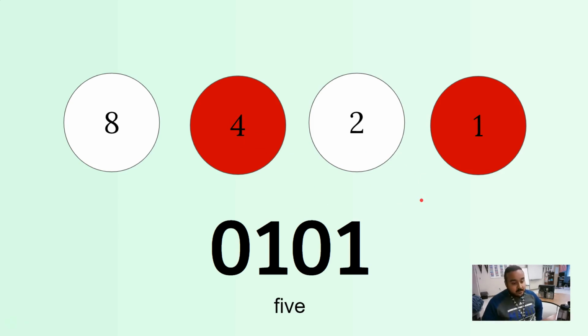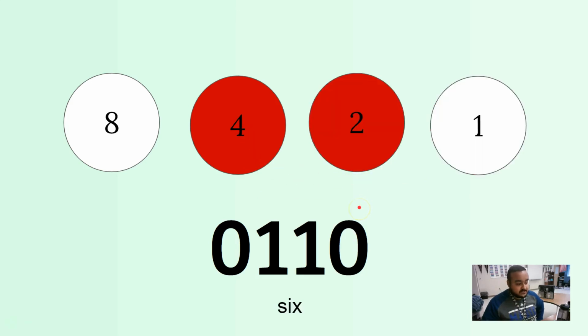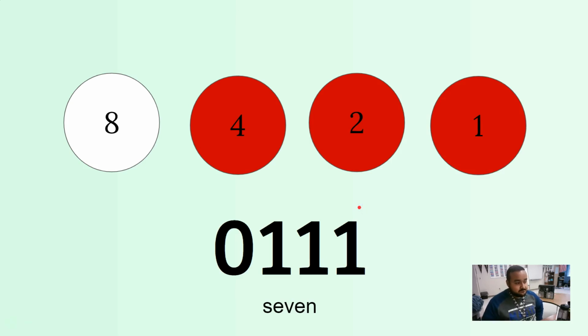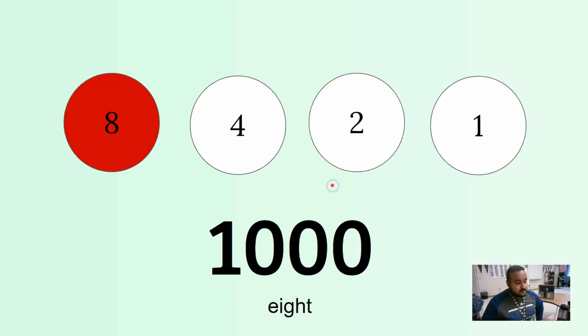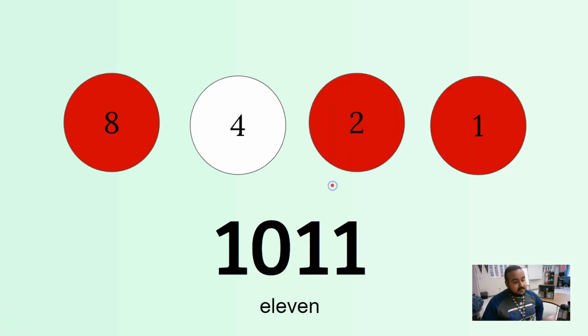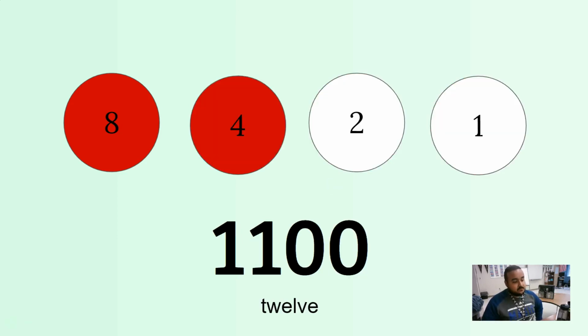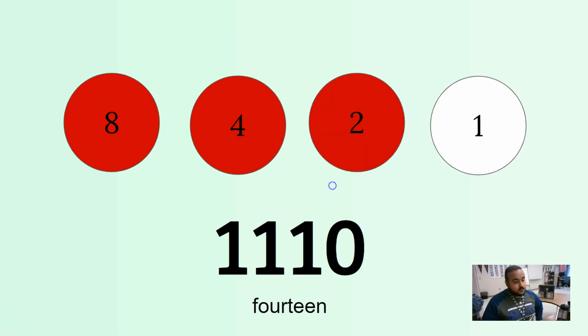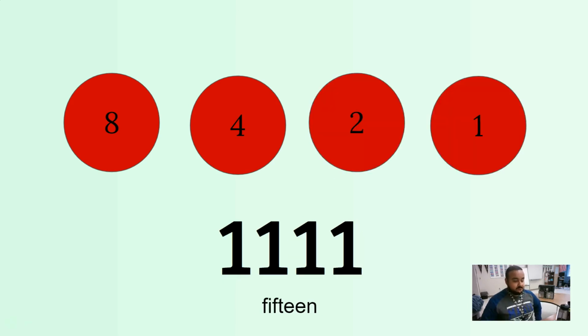And just take a second to think about what the 6 might be, right? We're going to have to turn off the 1. We can leave the 4 on, and we'll turn on the 2. So 6 is going to be 0110. This would be 7. This would be 8, 9, 10, 11, 12, 13, 14, and 15.